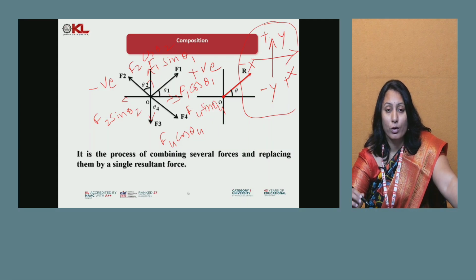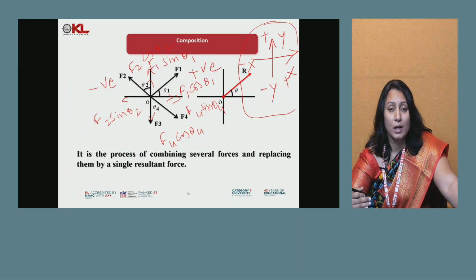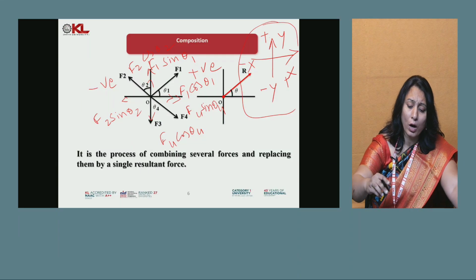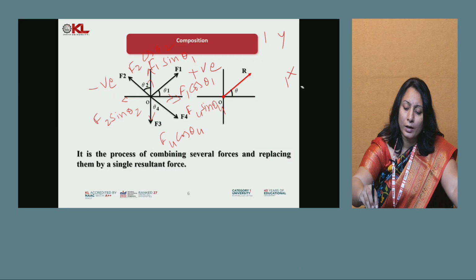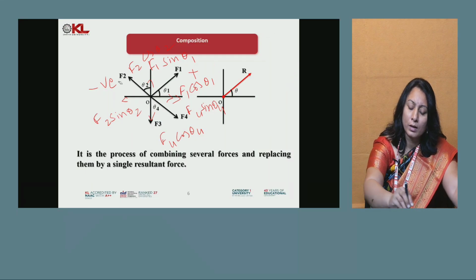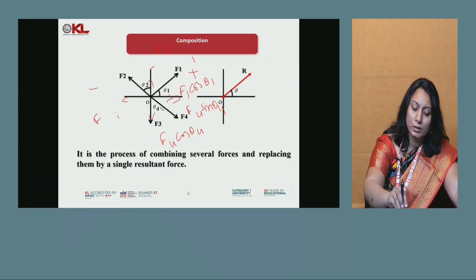So while resolving, we have to always remember that cos component will come beside the angle and sin component will come opposite to the angle. So if you know these basics, it is very simple. You can play with mechanics. Now let us see how to find out the resultant. Let us solve the problems in the next slide.